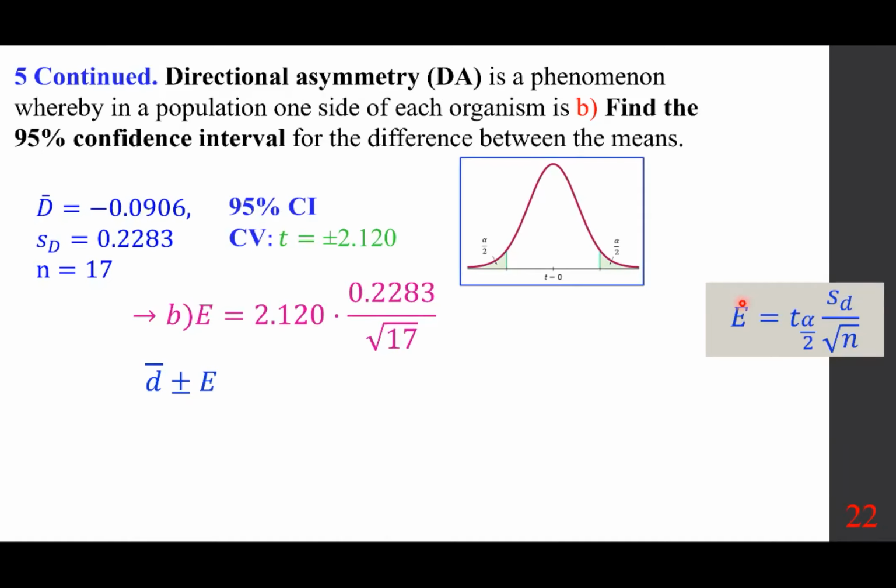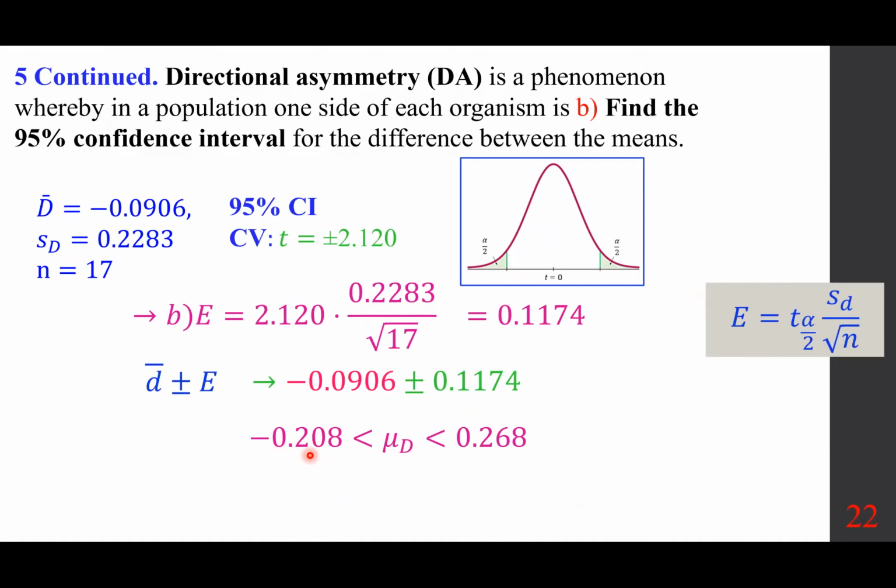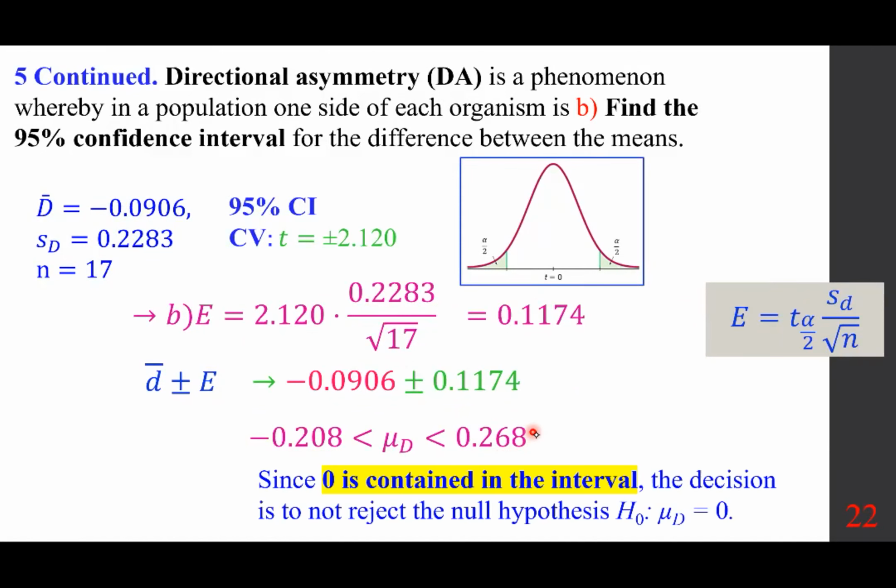(2.120) times S is 0.2283 divided by square root of N, which is 17. And now D bar is this number plus minus this number. Now, when we do the math, mu sub D is between negative 0.208 and positive 0.268. Since 0 is contained in the interval, the decision is to not reject the null hypothesis, because 0 is contained in the interval. We failed to reject H0.